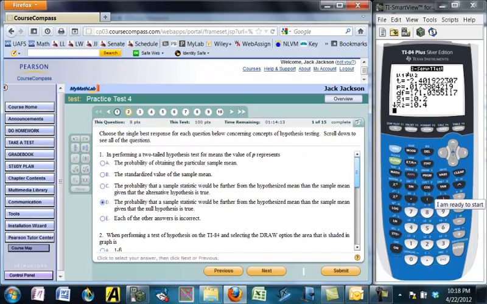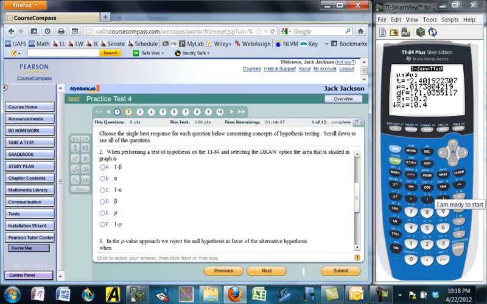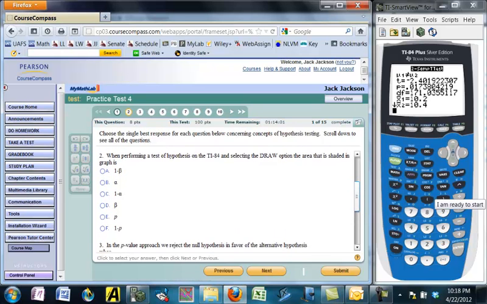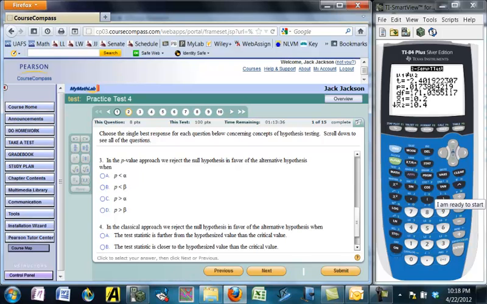And in this case it's testing for means, so it'd be like a z distribution or a t distribution. When performing a test of hypothesis on the TI-84 and we select the draw option, the area that's shaded is actually a p-value. We've looked at graphs before of the alpha area and graphs of the p area. Those are based on the same curve but two different areas shaded, and the one drawn by the 84 is the p-value. So essentially the calculator uses the p-value approach.